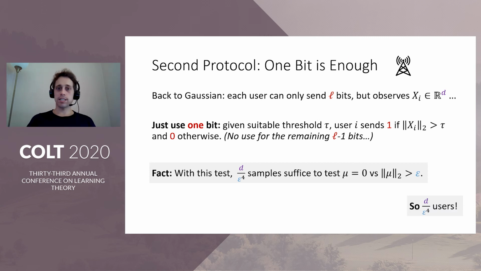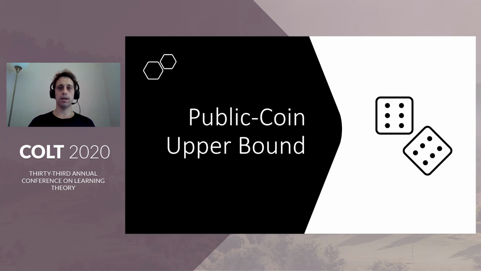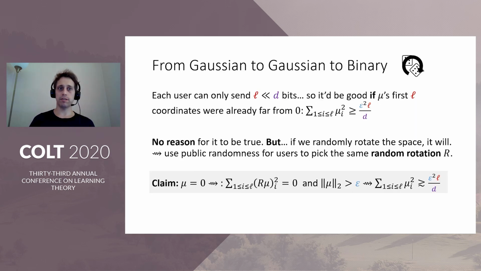So that's all for the private coin protocols. Let's switch to the public coin upper bound, the D over square root L epsilon squared. Here again, we start with Gaussians and we can only send a few bits. So it'd be good if, in the case where there is a strong signal, mu is significantly far from 0, the first L bits of mu add some discrepancy from 0 we could use, because then each user could just focus on these first L bits and basically do as before. It's not true in general, though. There is no reason for the discrepancy to be in the first L bits.